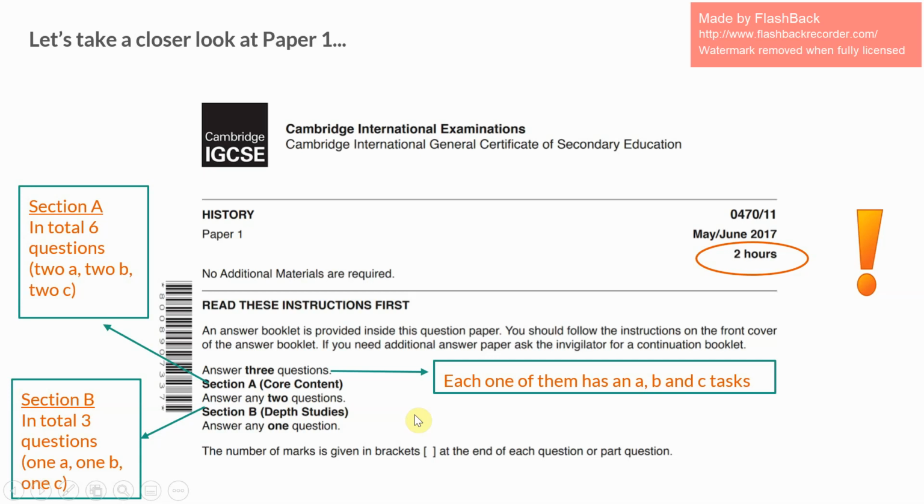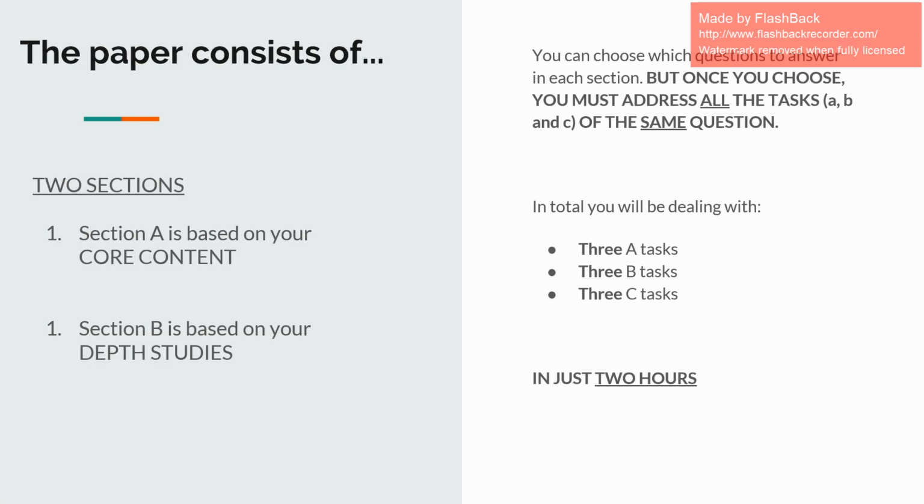Section B, you have to answer only one question of the depth study that you choose to answer. Again, remember to try to study more than one just in case. And you have to answer an ABC task of the question you choose. So if we summarize that, it's divided into two sections. Section A is core content, section B is depth studies.